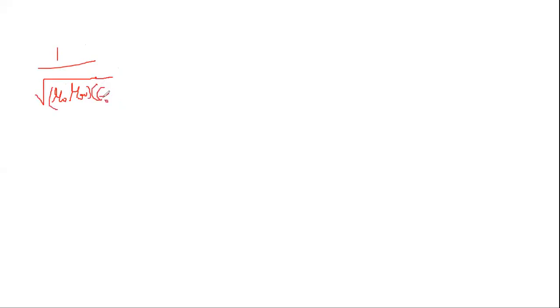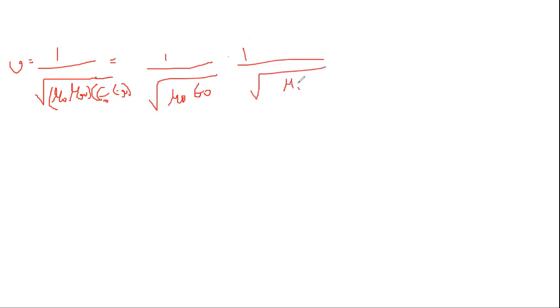Agree? Yes, sir. Then this is the velocity, and I can rewrite this equation as 1 upon mu naught epsilon naught times 1 upon mu r epsilon r. So this value I know, 3 into 10 to the power 8.